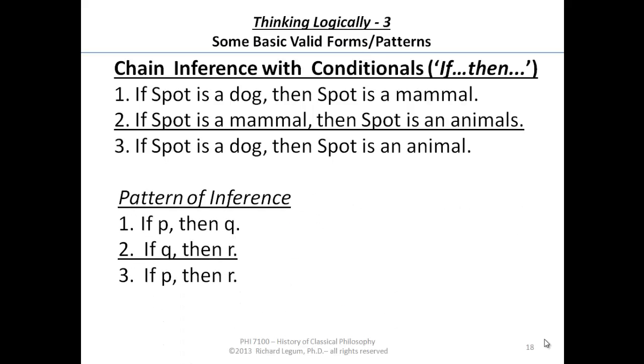So the form there is: if P, then Q; if Q, then R. From that, we can conclude: if P, then R. And with this, we conclude the basic patterns of inference that I wanted to say, the basic patterns of valid inference, the valid forms of argument or valid forms of inference.